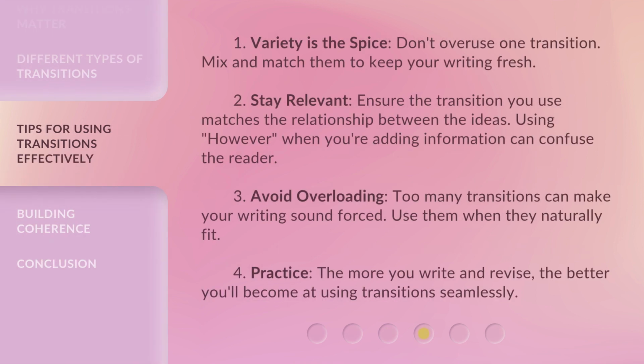1. Variety is the spice. Don't overuse one transition. Mix and match them to keep your writing fresh. 2. Stay relevant. Ensure the transition you use matches the relationship between the ideas. Using "however" when you're adding information can confuse the reader.